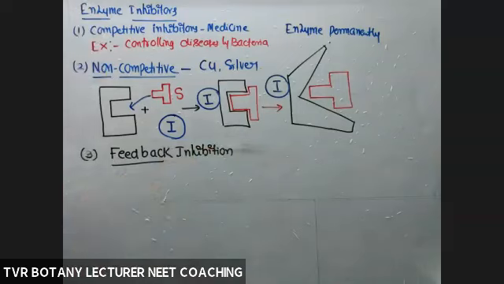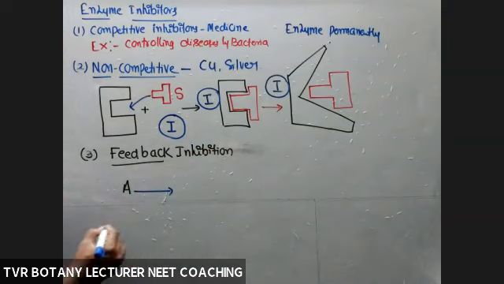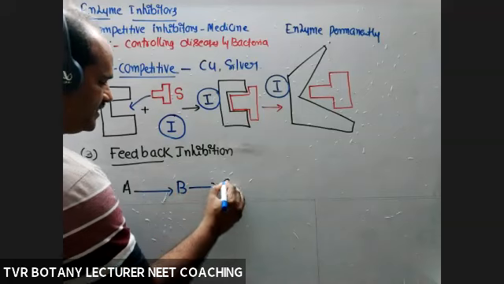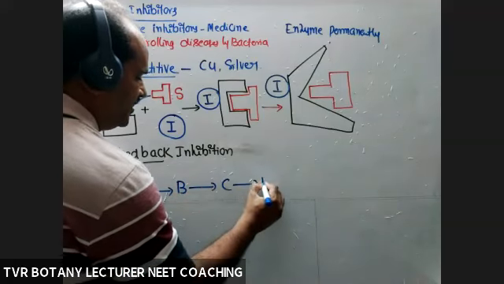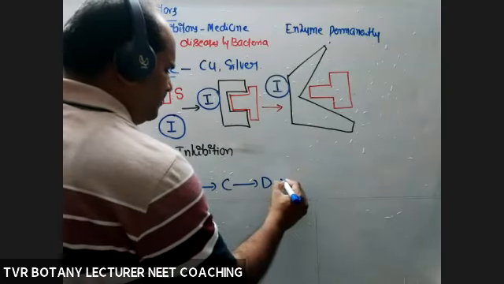Feedback inhibition. For example, A is the substrate, transformed into B product. B is changed into C product, and C is changed into D product. Here I'm taking A to B, C, D, and E also, a certain number. This is a dummy one.